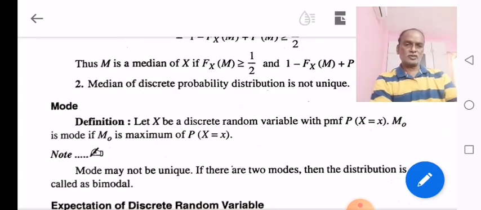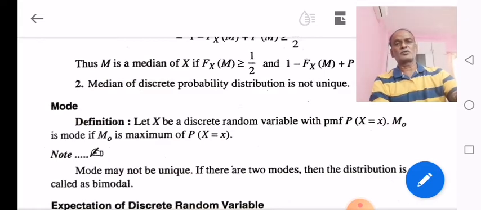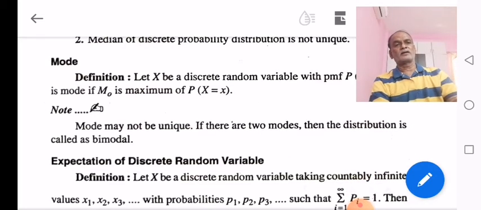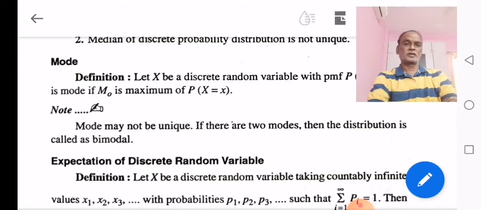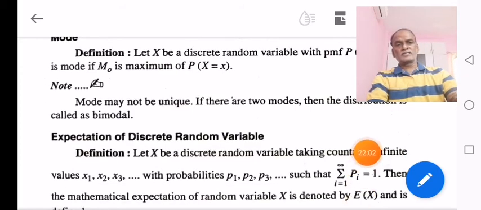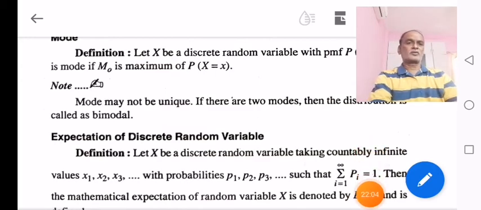Again, mode may not be unique. If there are two modes, then the distribution is called bimodal. If there are more than two modes, we call it multimodal. We'll see some examples of how to find the modal values.